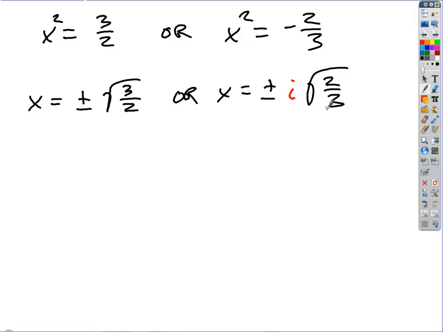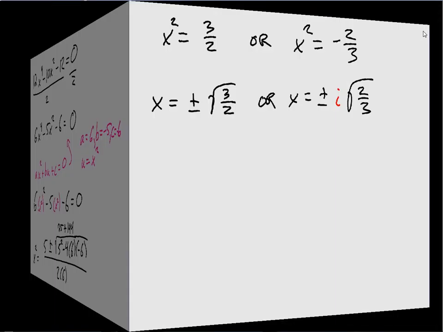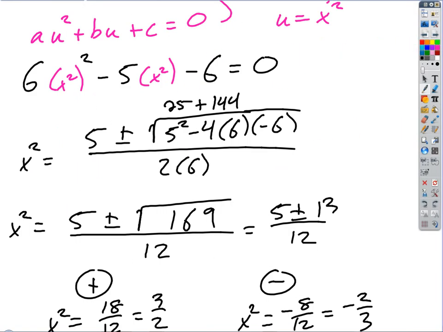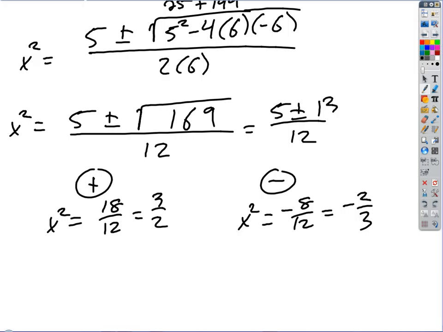One's way easier though, isn't it, than the other one? This is the same kind of problem you would have solved in chapter 5, only difference being that instead of just getting x equals 3/2 and x equals negative 2/3, it was x squared. So you just do one extra step and square root both sides. We good? Okay.